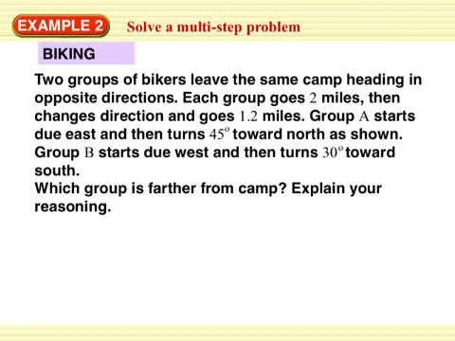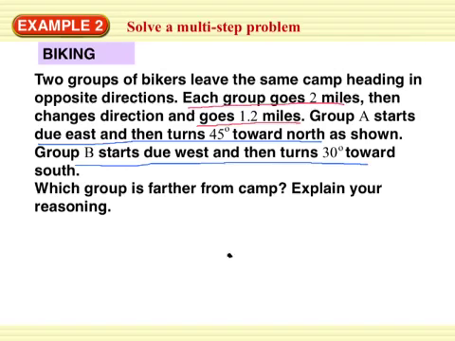Okay, another example. Biking. Two groups of bikers leave the same camp heading in opposite directions. Each group goes 2 miles, then changes direction and goes 1.2 miles. Group A starts due east and then turns 45 degrees north. Group B starts due west and then turns 30 degrees towards south. Which group is farther from camp? Explain your reasoning. On the next slide is going to be a pretty picture, but I want to go through with you how to draw your own pretty picture.